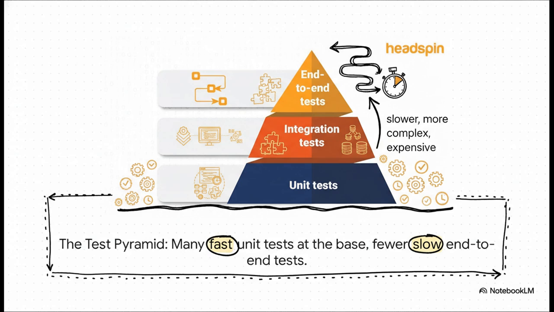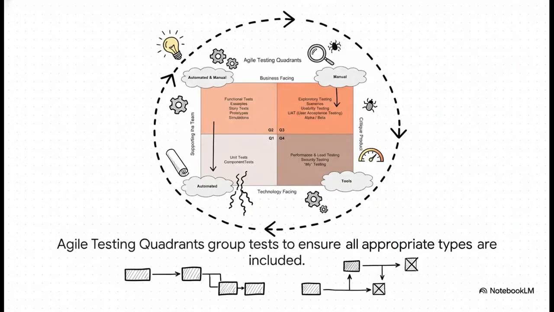As you move up the pyramid, the tests get slower, more complicated, and way more expensive. A healthy project has a really wide base, not some wobbly, top-heavy ice cream cone shape. The Agile Testing Quadrants model is another fantastic tool. It really helps teams think about testing from different angles.